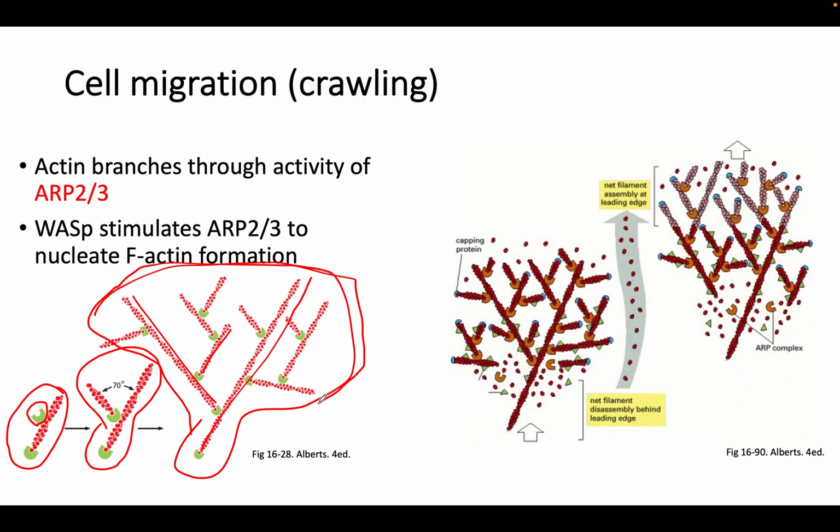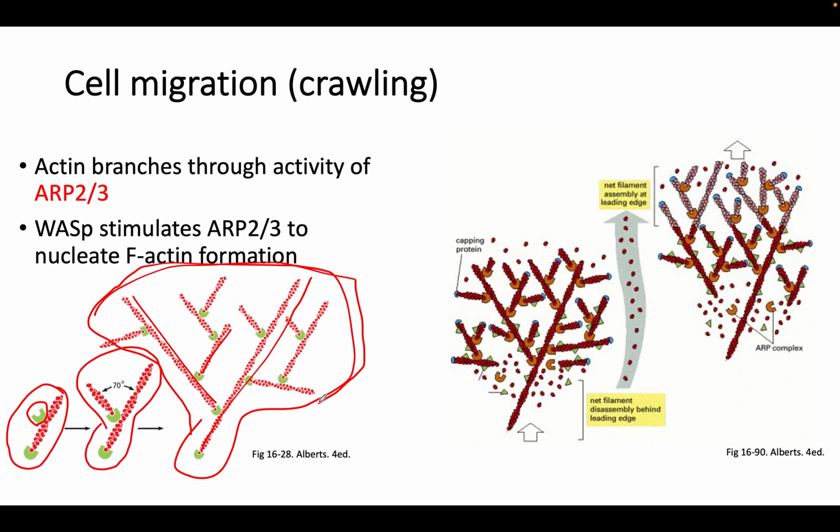So that's the first point in words. Actin branches through the activity of ARP2 and ARP3. In the second point, we have this protein called Wiskott-Aldrich syndrome protein, and that is important for stimulating ARP2/3 to nucleate F-actin formation. What do I mean by nucleate? Think of nucleate as to start something. You're thinking about a nucleus in the middle of something where the most important thing is. Well, here we're using the word in terms of starting something.